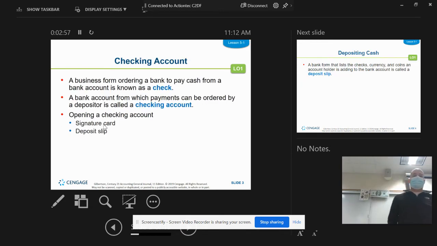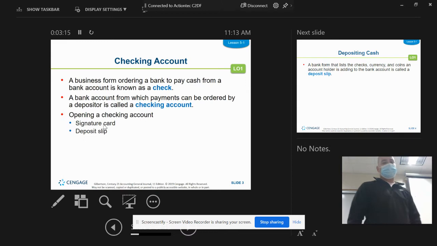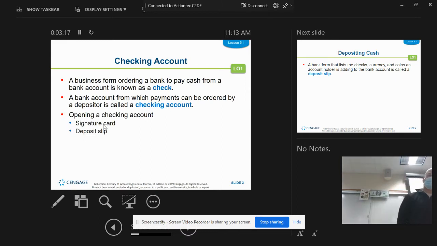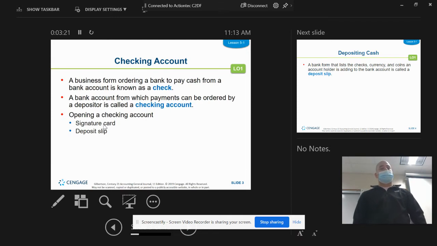A check is defined as a business form ordering a bank to pay cash from a bank account. So that's what that check does. It's sort of a directive telling our bank to pay whomever we wrote that check to. And a checking account is a bank account from which payments can be ordered by a depositor. That's our checking account. So just some technical definitions.